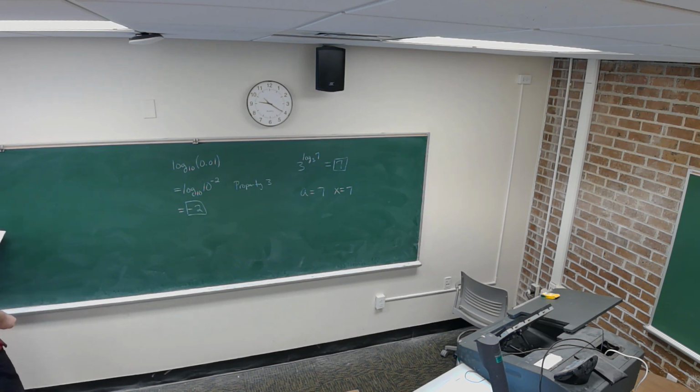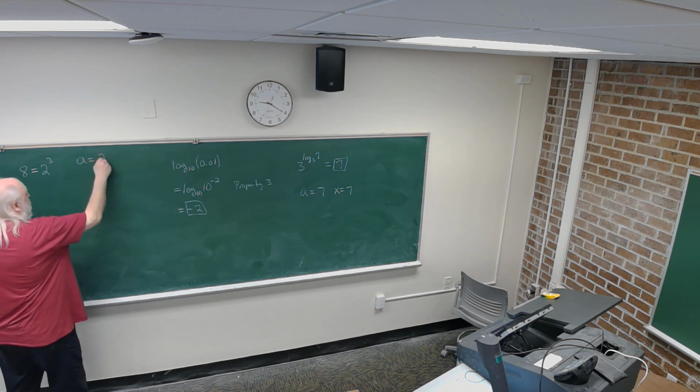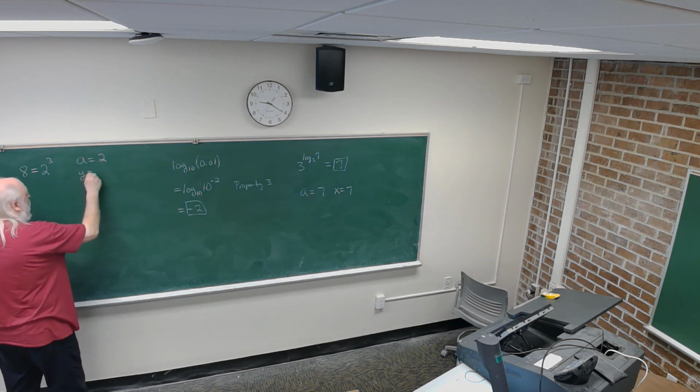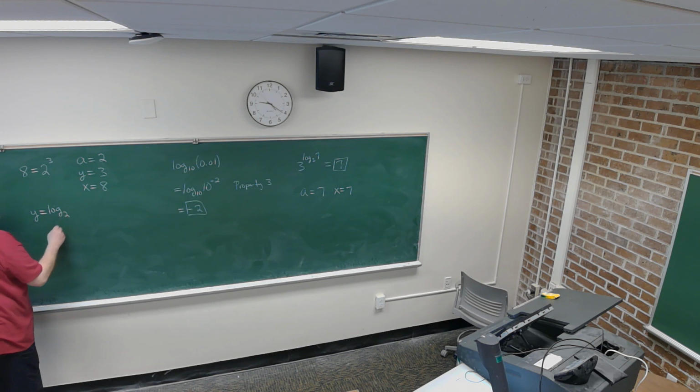So in exercise 2, you're given 8 is equal to 2 cubed, right? That's a true statement. So the base a in this case is 2, the exponent y is 3, and the value of the exponential is 8. So going from this form to this form, we have y is equal to log base 2 of 8.